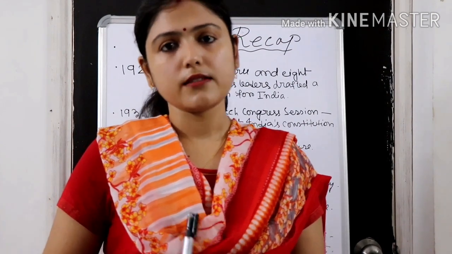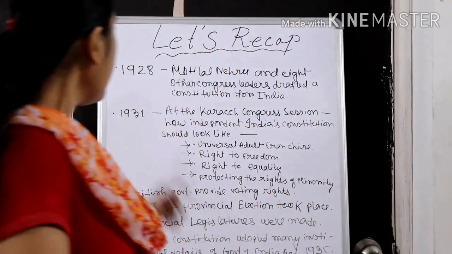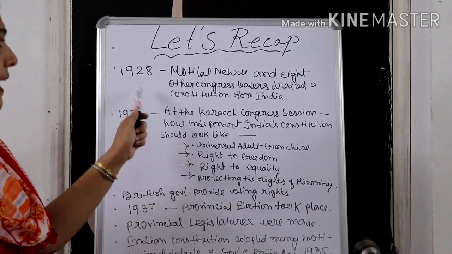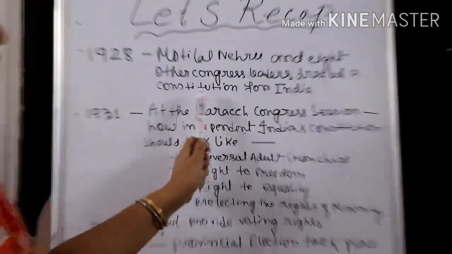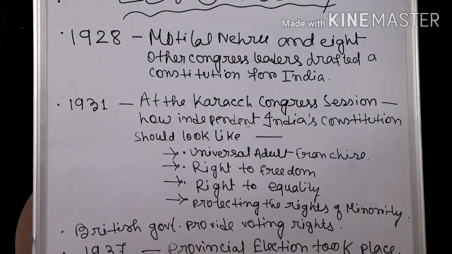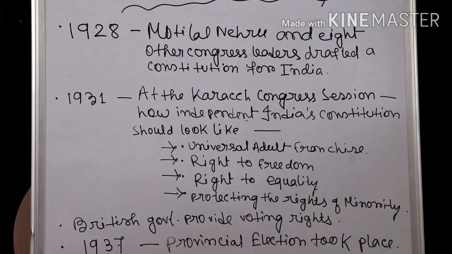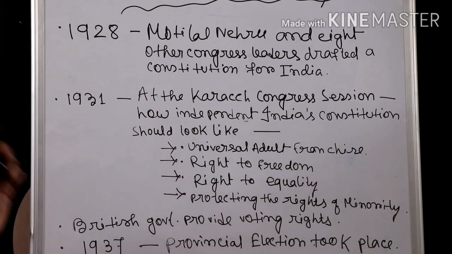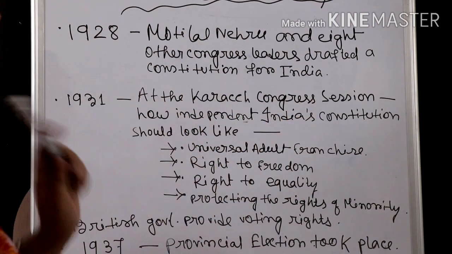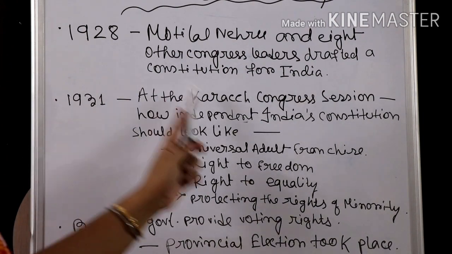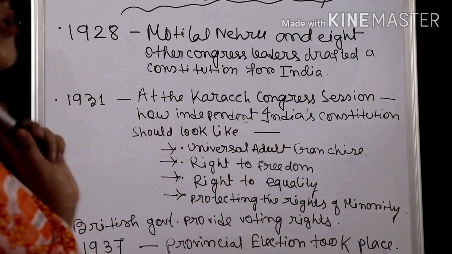Okay. So let's recap today's video lesson. What have we learned today? The first thing, in 1928, Motilal Nehru and 8 other Congress leaders drafted a constitution for India. They drew the outline of the Indian constitution. What was the need of it? In 1931, at the Karachi Congress session, they decided how independent India's constitution should look.